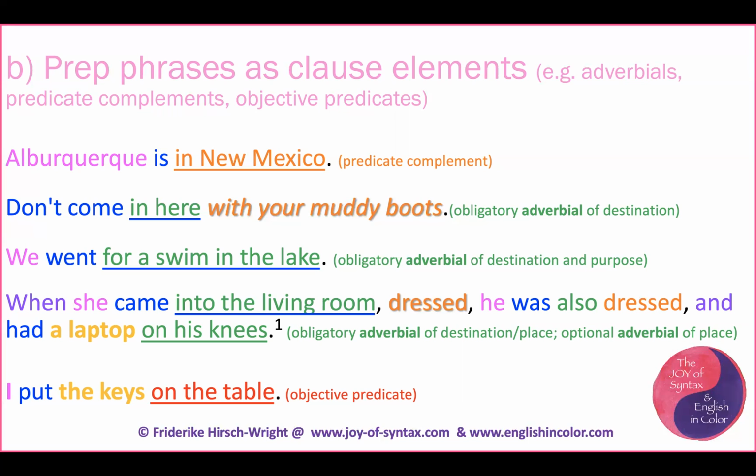But in theory, you can have the verb have without an adverbial. I put the keys on the table. Now, on the table is a prep phrase that's actually an objective predicative, meaning that the verb to put requires two elements, a direct object, and then actually an objective predicative, so that we know where the object is placed.